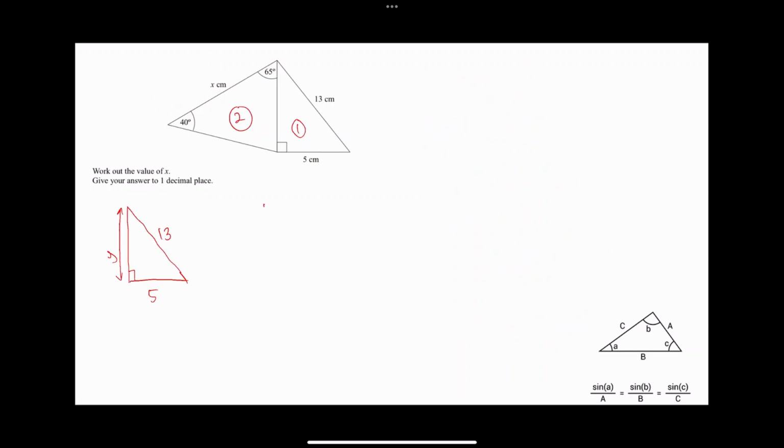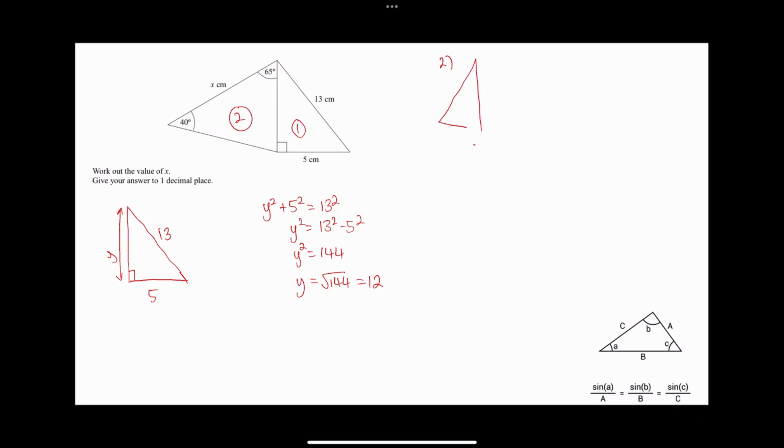This next question is interesting because the diagram is a little bit different to what we have practiced so far. Also, we are now looking at working out a side, so we will have to manipulate the sine formula slightly. The question says, work out the value of x, give your answer to 1 decimal place, and x is a side length. Let's look at triangle 1 first and see what information we can derive from there.